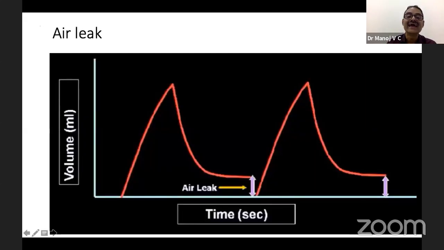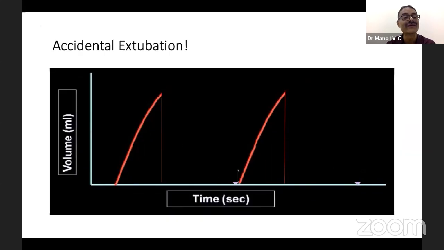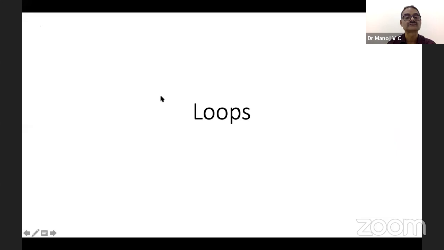This is the pattern in air leak. So you have the expiratory volume not reaching baseline. Before that, another volume starts. So the machine will join it with a line. So this is a typical pattern that you get in a leak. When there is a leak, you get this pattern. And when there is total leak or extubation, when the tube is in the esophagus, you find only inspiratory volume, you don't find the expiratory volume.